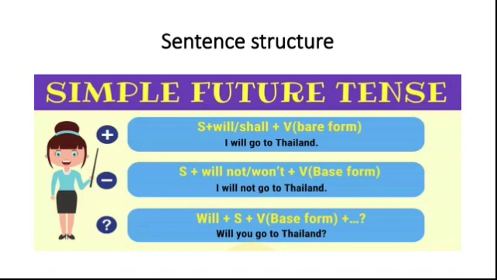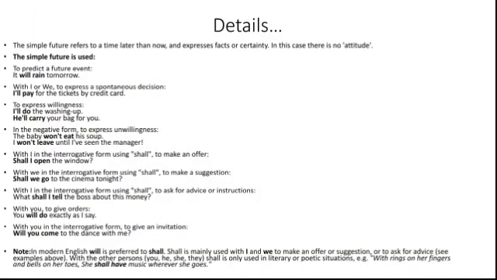Okay, so for example, I will go to Thailand. In negative sentences, we use not, and the contracted form of will plus not is won't. So, I won't go to Thailand. And when we talk about an interrogative sentence, the helping verb is used before the subject, and the sentence will become: will you go to Thailand?